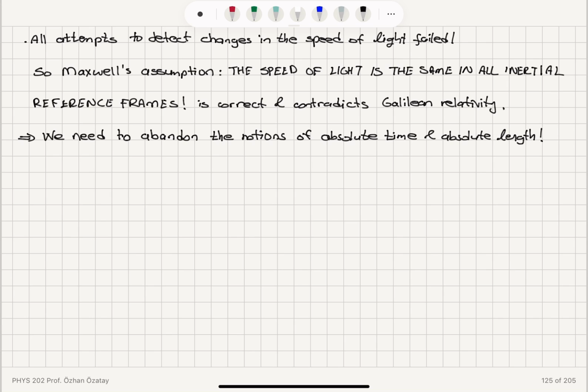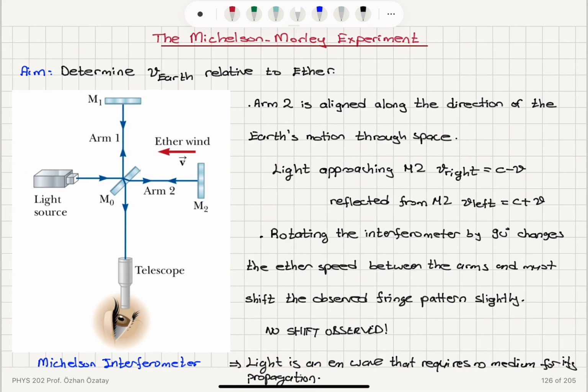Therefore, the reference frame dependence of the speed of light is not correct. It's the same in all inertial reference frames. And this means we need to change our Galilean relativistic arguments. The notions of absolute time and absolute length should change. This was demonstrated using the Michelson-Morley experiment, which is based on the Michelson interferometer, which was rotated by 90 degrees, depending on the relative motion of the Earth with respect to the ether.